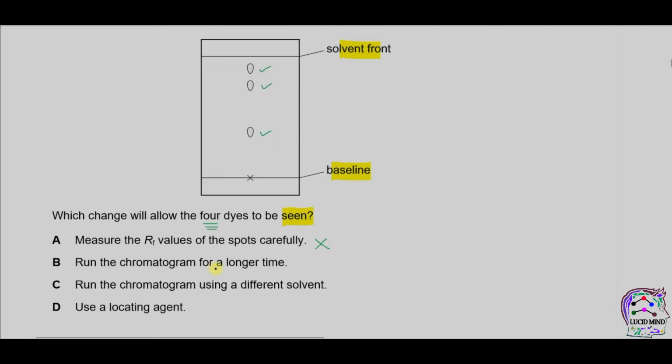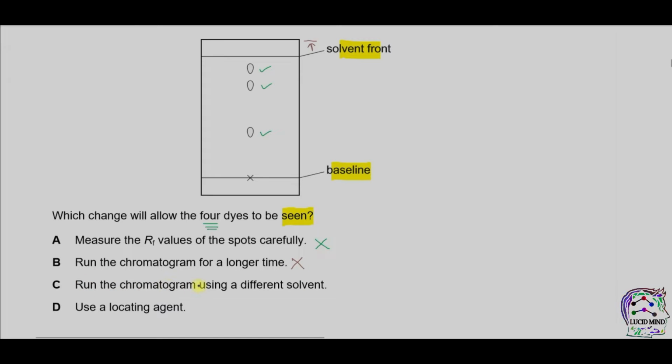Part B, run the chromatogram for a longer time. Now in a long time what will happen is that the solvent front might exceed the top, which is incorrect. The solvent front can never exceed the top limit of the paper. So this one is incorrect.